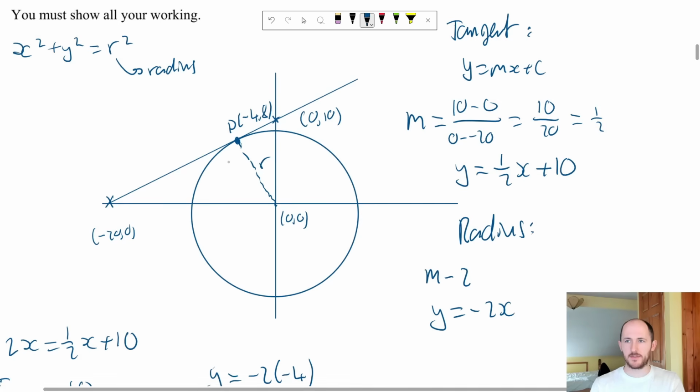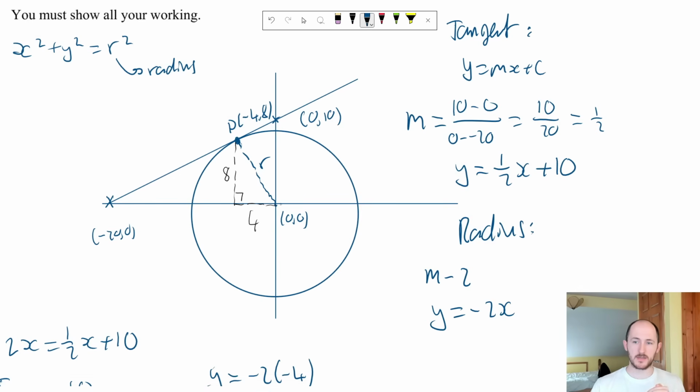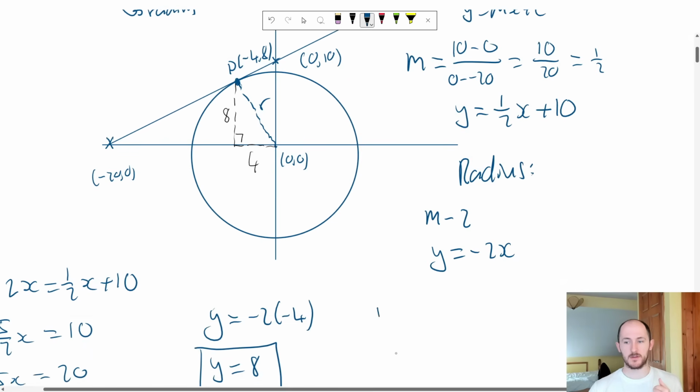Instead, if I look at this as a right-angled triangle, like so, the width of that triangle is just going to be the x-coordinate, right? So from 0 to -4, so that's 4 wide. And then the height goes from 0 to 8, that means the height is going to be 8. And so the hypotenuse is just our radius. So that means we're using Pythagoras.